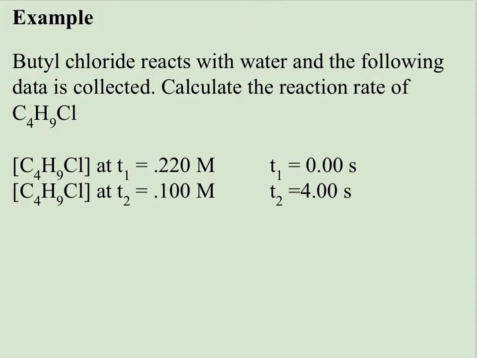So when I go ahead and divide this, then I'm going to come up with a rate of 0.03. And my unit is going to be, since this was capital M, that's moles per liter. And since my time was in seconds, it will be per second. So moles per liter per second.